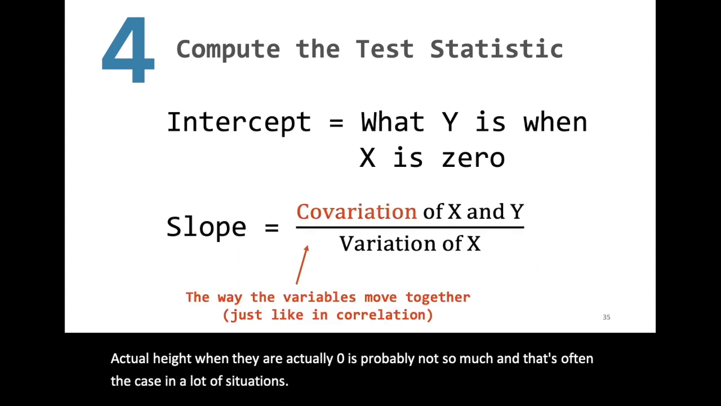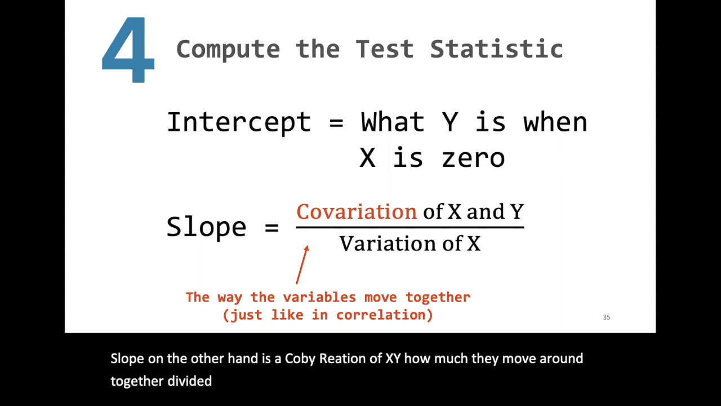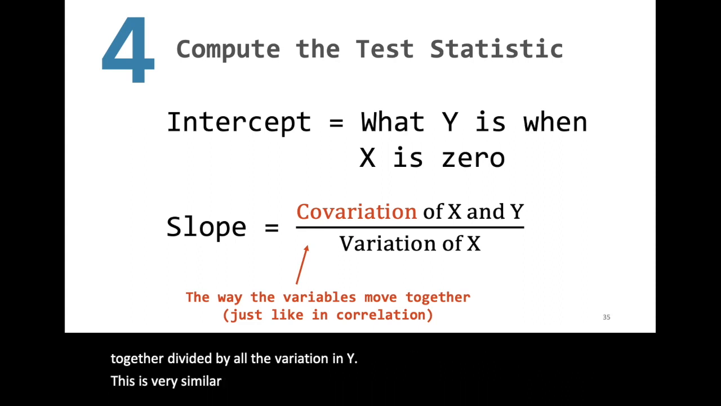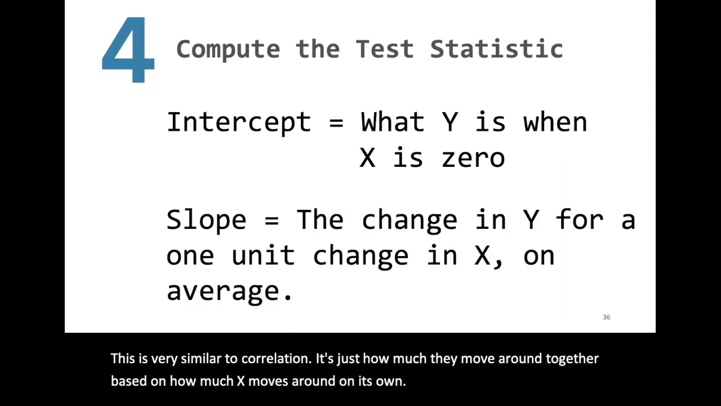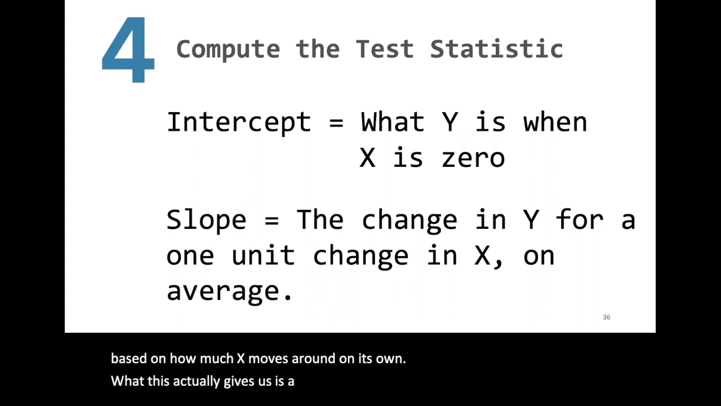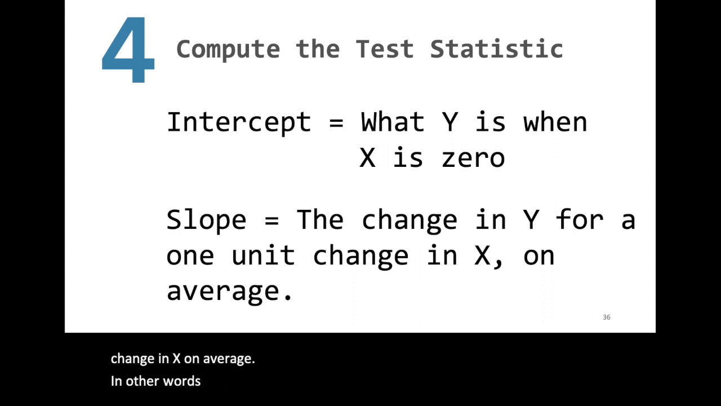The slope, on the other hand, is a covariation of x and y, how much they move around together, divided by all the variation in y. This is very similar to correlation. It's just how much they move around together based on how much x moves around on its own. What this actually gives us is the slope means it's a change in y for a 1 unit change in x on average. In other words, the change in height for a 1 unit or 1 year increase in age.